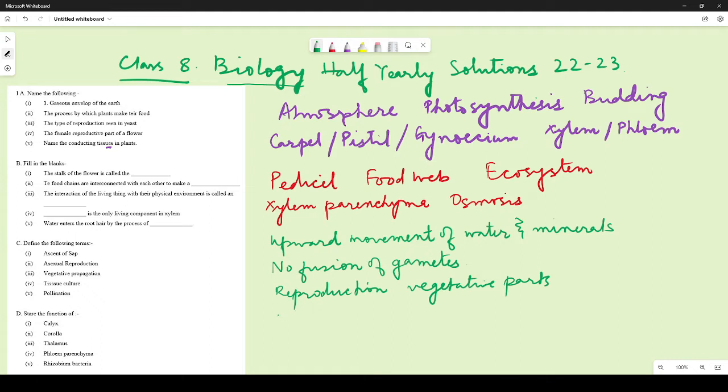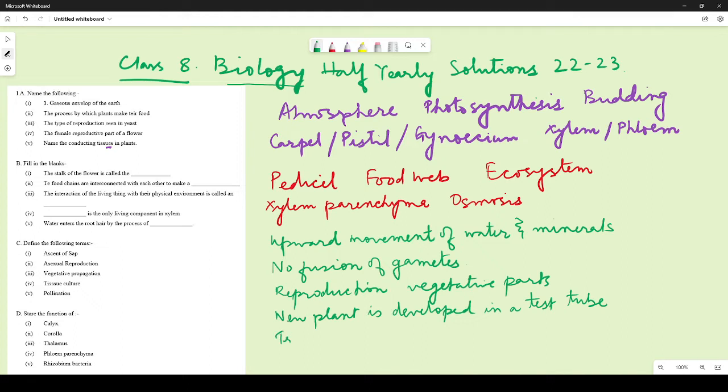Tissue culture, when the new plant is developed in a test tube, right? New plant is developed in a test tube in laboratory conditions. So that is where what is called tissue culture.